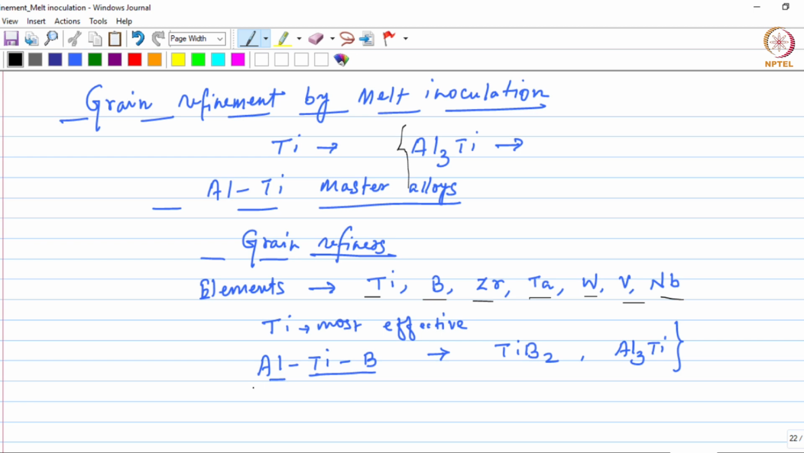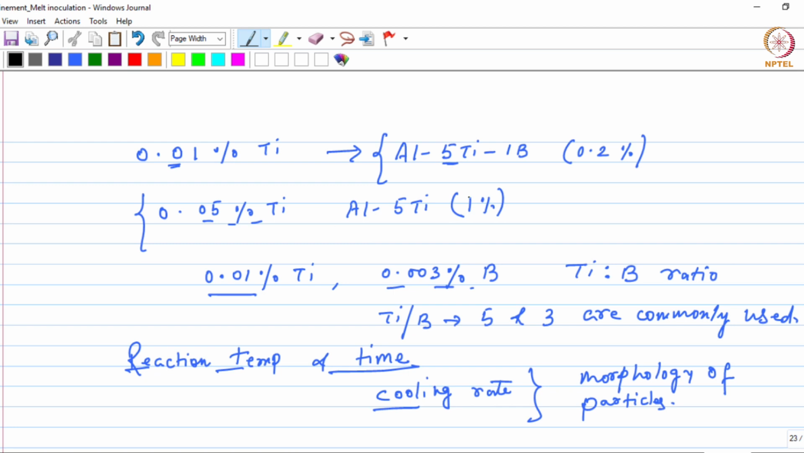For example, in this kind of aluminium, titanium, boron master alloys, the ternary master alloys that you have, this will also provide you an additional nucleating surface in the form of TiB2 particles. Okay, and then we talked about the concentrations of such grain refiners which are needed for the grain refinement, and we have seen that these are added in very minor quantities, like 0.01% to 0.05%, in that range.